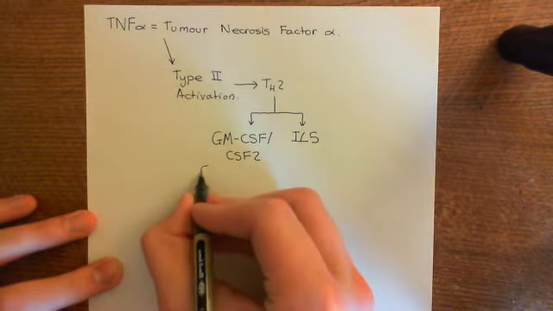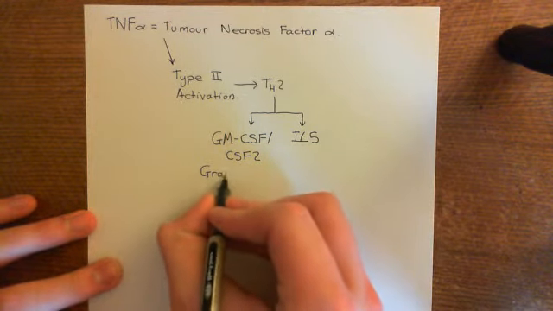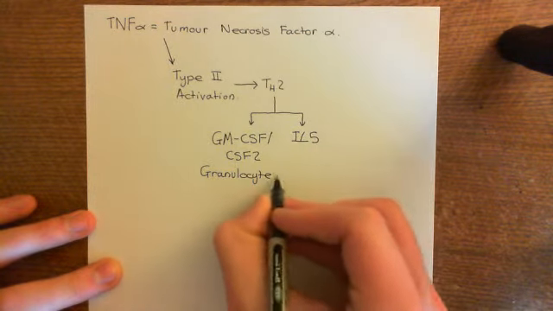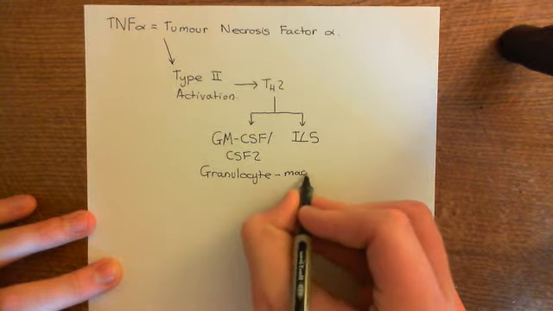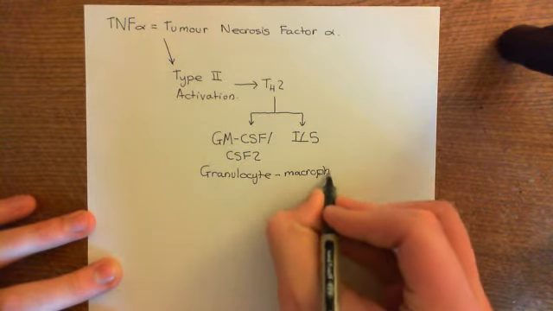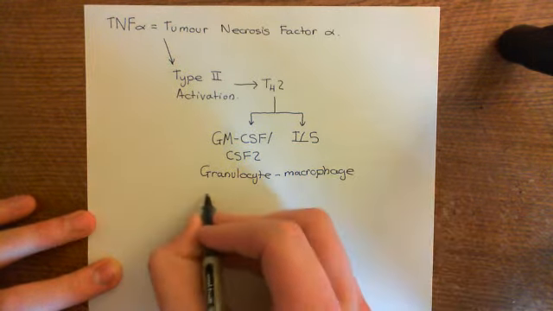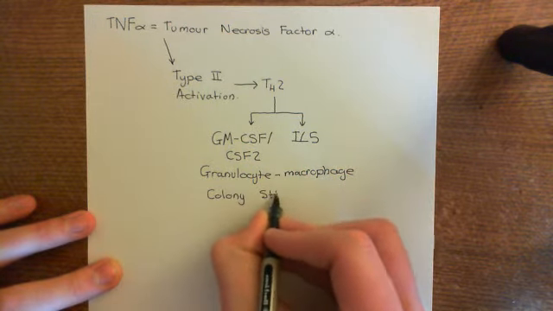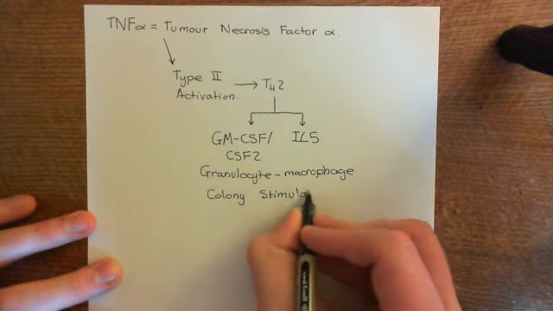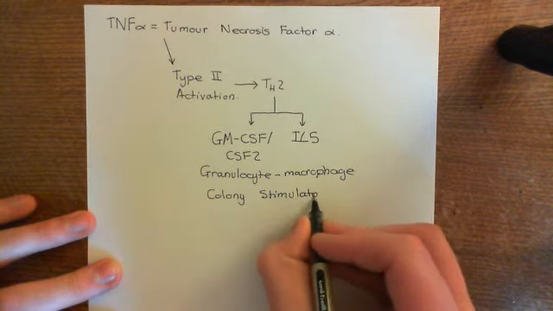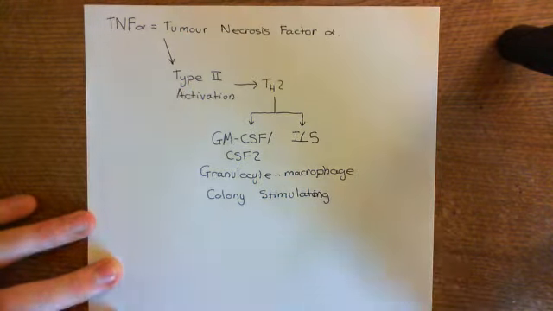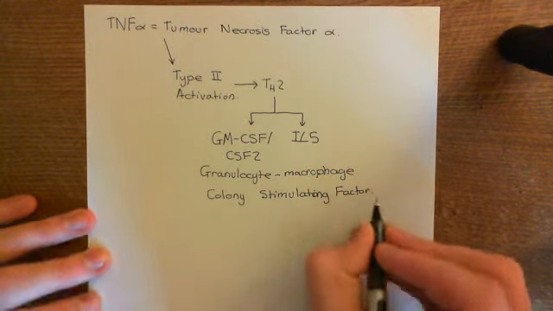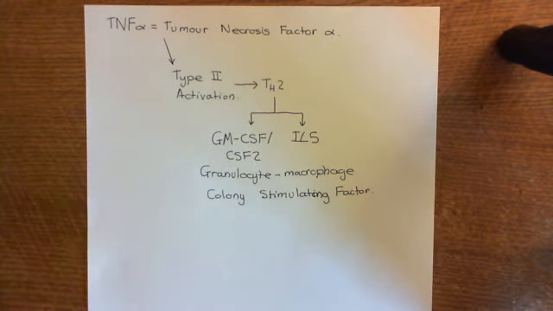So I suppose I should write that out at least once. G is for granulocyte. Okay, M is for macrophage. CSF is not for cerebrospinal fluid, but instead is for colony stimulating factor. So this is the granulocyte macrophage colony stimulating factor, which is also often referred to as colony stimulating factor 2.